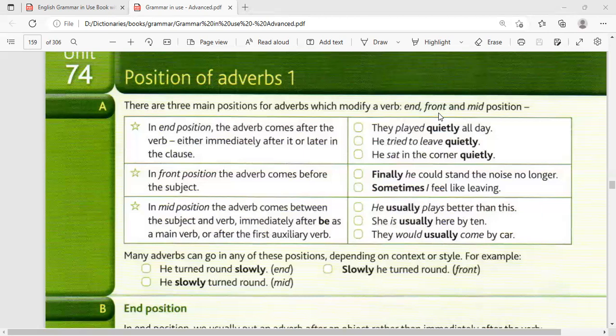So when I say Hannah is a quiet girl, now I am describing Hannah. This is her character. But when I say Hannah speaks quietly, I don't mean here that Hannah is a quiet girl. Maybe not. I'm talking about her speaking. At that time, she speaks quietly. Maybe she's not a quiet person. Do you understand me?